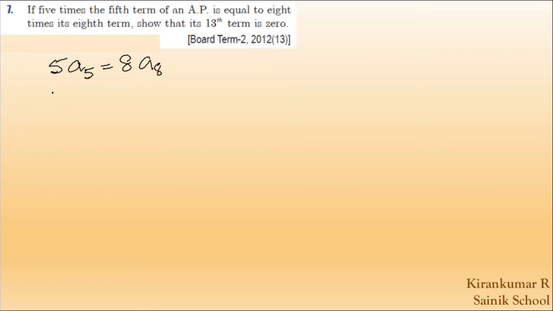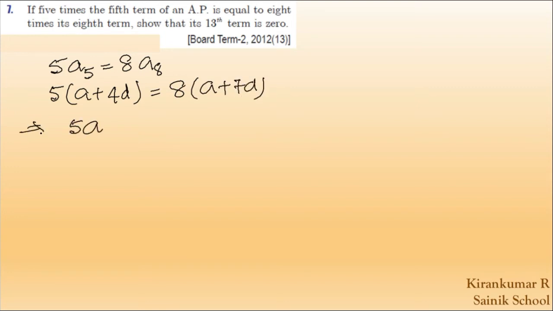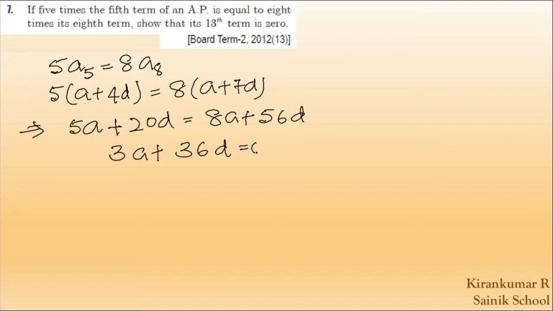A5 is a plus 4d. So I'll write 5 times a plus 4d equal to 8 times a plus 7d. Let us further simplify. Multiply this by 5, we get 5a plus 20d equal to 8a plus 8 7s are 56d. So we get 3a plus 36d equal to 0.